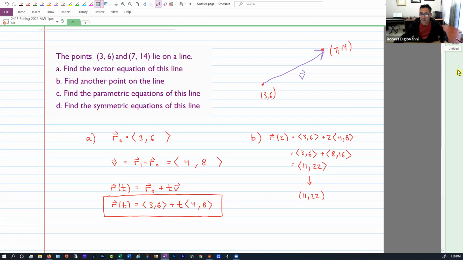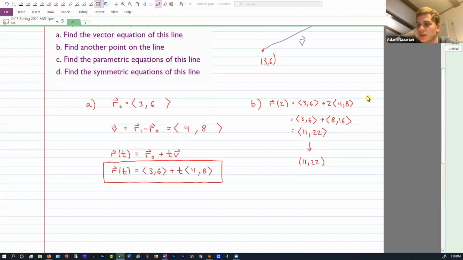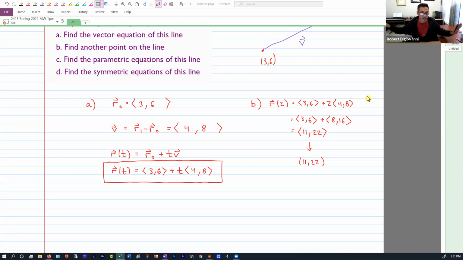Good. Adam, how can I get another one? Another point. You just multiply it by a different t, like 3. Yeah. Could you use negatives if you wanted to? Yeah, any number you want. I'm not going to, but that's the idea. We generate the whole line by just letting t vary. Let it be 0. Let it be all the positive numbers. Let it be all the negative numbers, and you'll generate the whole line. Okay. So I think part B we're good with.